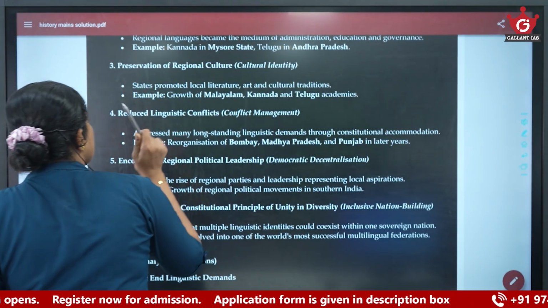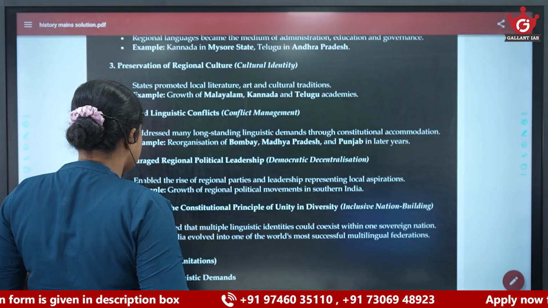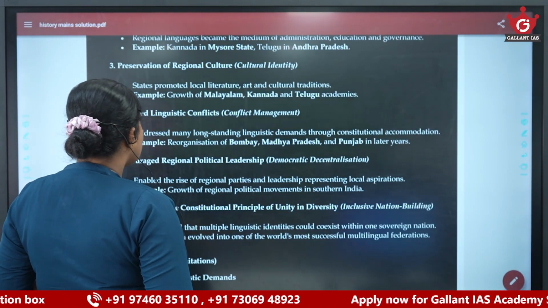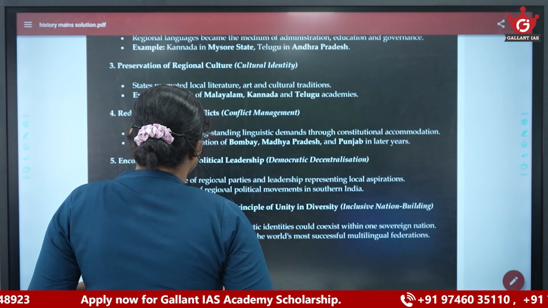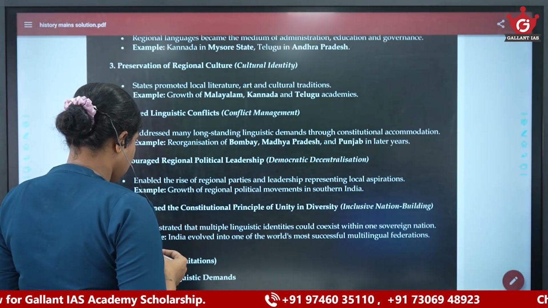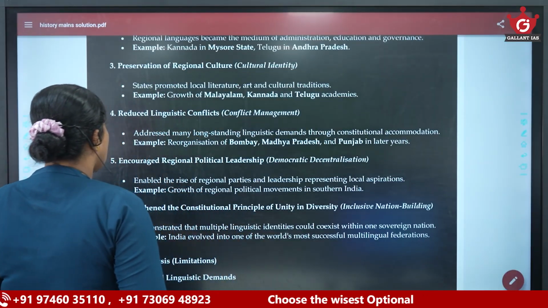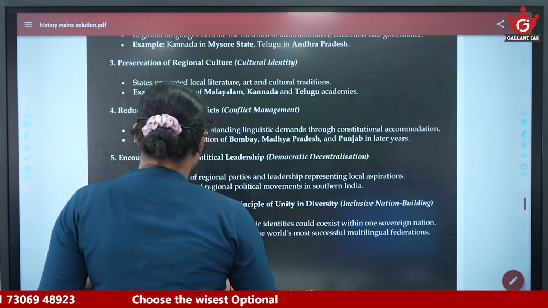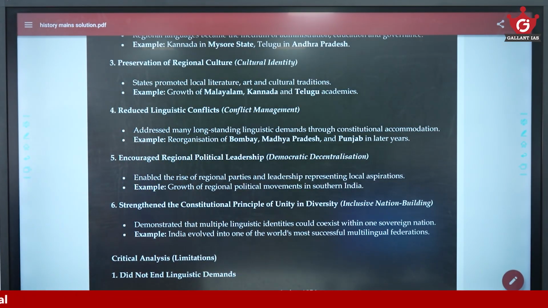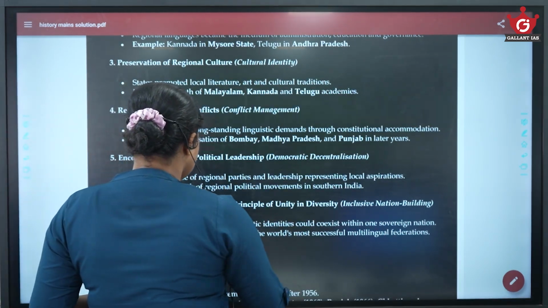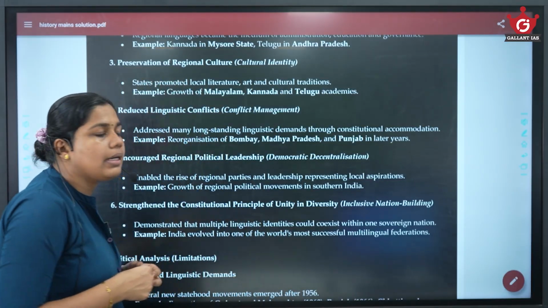You can talk about growth of Malayalam, Kannada, Telugu academies, how it promoted local literature, cultural traditions, etc. Fourth is it reduced linguistic conflicts. Okay, like the reorganization of Bombay, Madhya Pradesh, Punjab. Okay, these kind of areas you can mention. Next, you can talk about how it encouraged regional political leadership. Okay, growth of many regional political leaders and movements in India, it really helped. Okay. Next is strengthening the constitutional principle of unity in diversity. See, India evolved into one of the world's most successful multilingual federations.